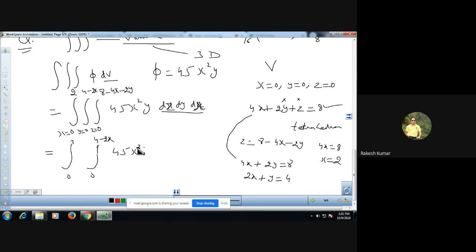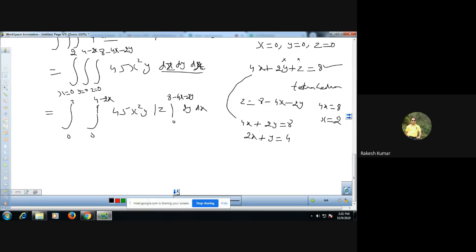So 45 x square y, because it doesn't contain any z. So the integration of dz is z, from 0 to 8 minus 4x minus 2y. You can substitute the limits now, the upper limit and lower limit. So 0 to 2, 0 to 4 minus 2x, that is 45 x square y. Put the upper limit here, 8 minus 4x minus 2y, dy dx.